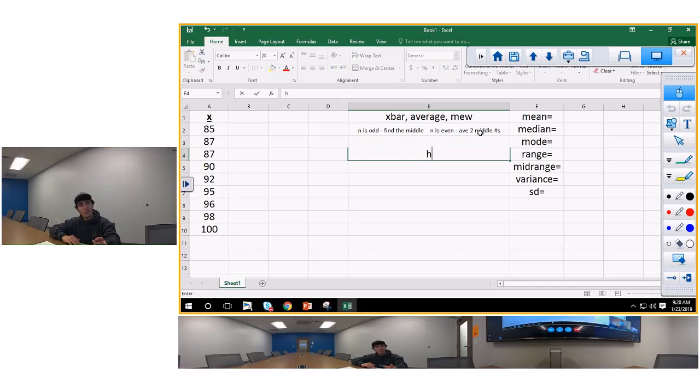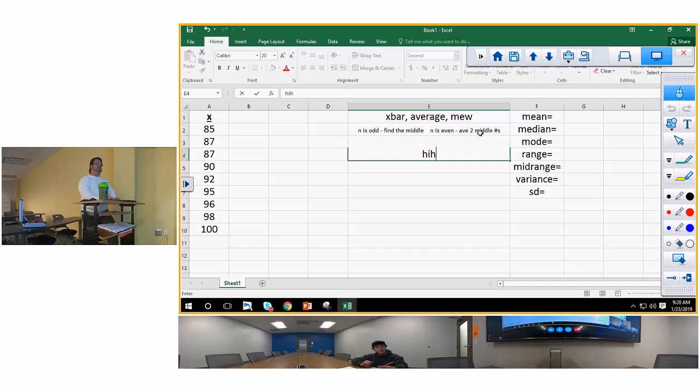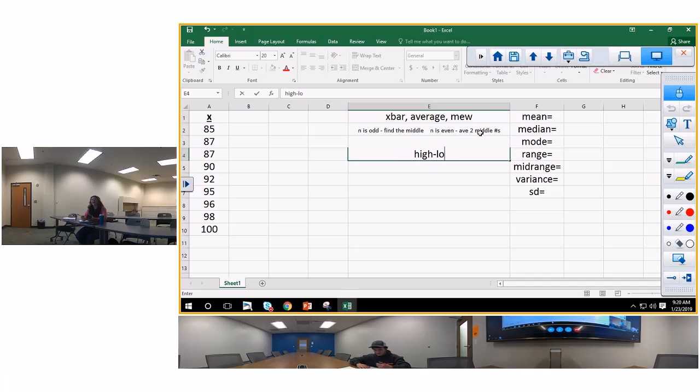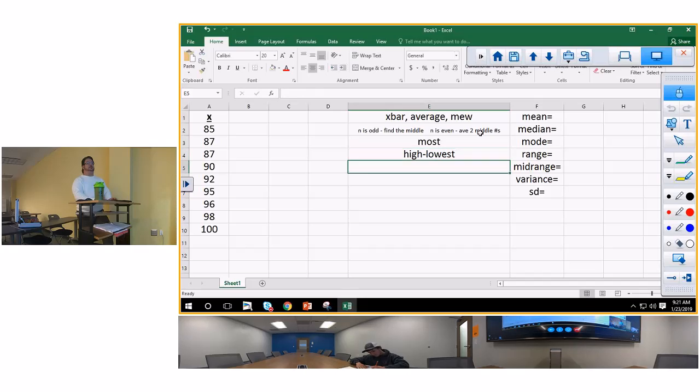Range. That's the highest minus the lowest. Good job. So would the mid-range be that divided by 2? Well, this is the midpoint. It's the highest plus the lowest. So the mid-range is the highest plus the lowest, divided by 2.